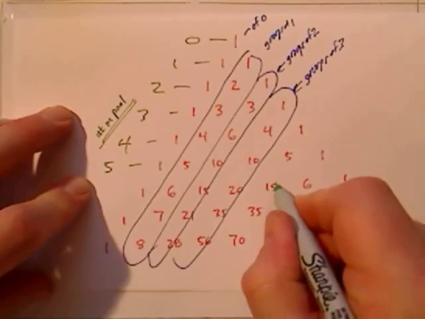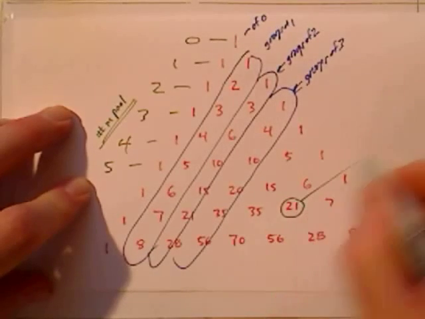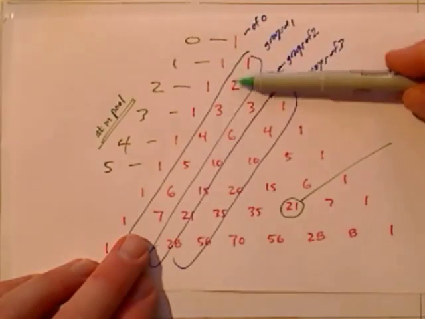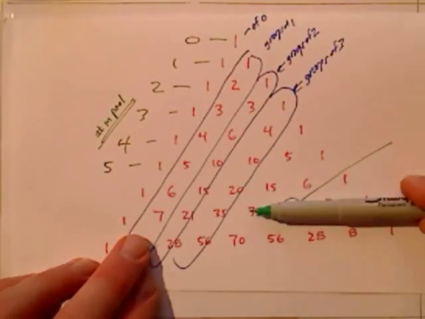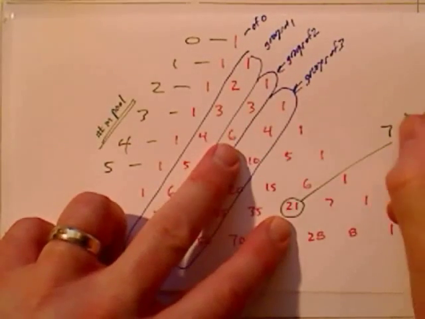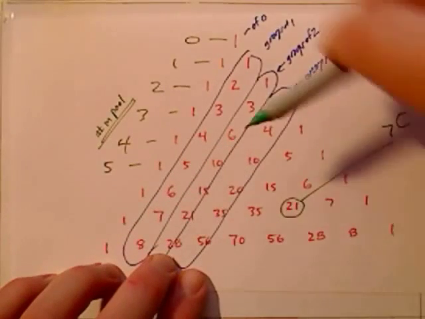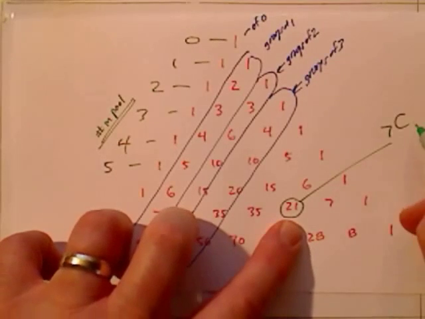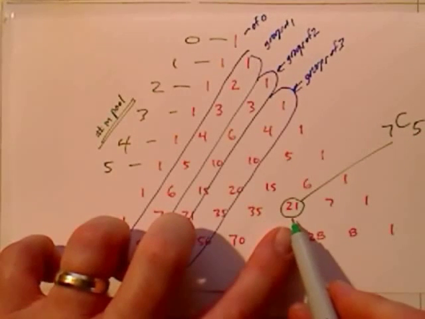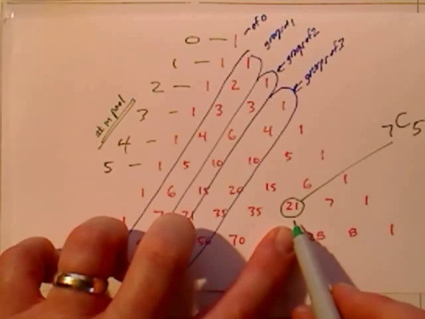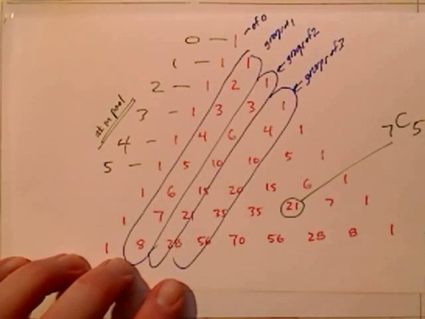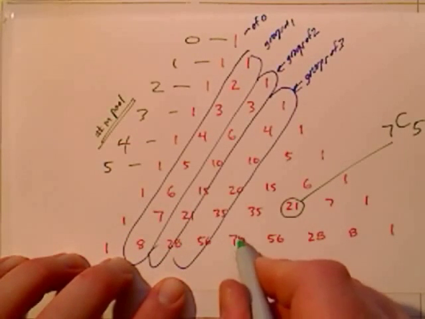Let's grab a random element, figure out what this is. This would be 0, 1, 2, 3, 4, 5, 6, 7. 7 objects, and I'm choosing how many? 0, 1, 2, 3, 4, 5. This is 7 objects. Choose 5 to go to the store. You can do it 21 different ways. Let me do another one. How about this one? What's that?